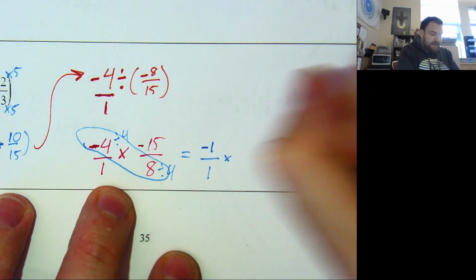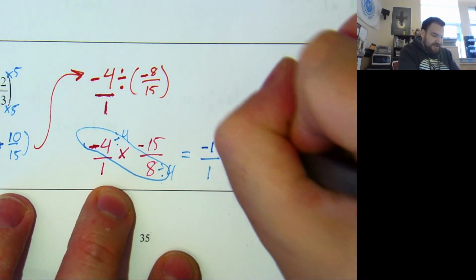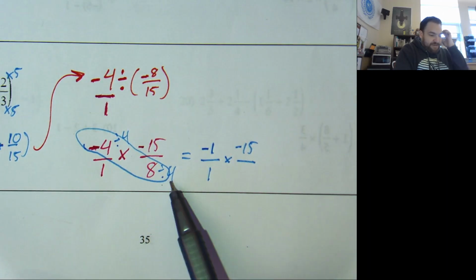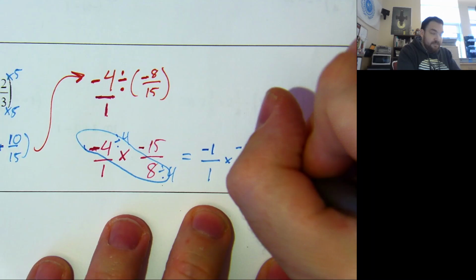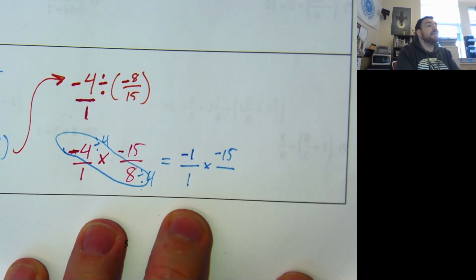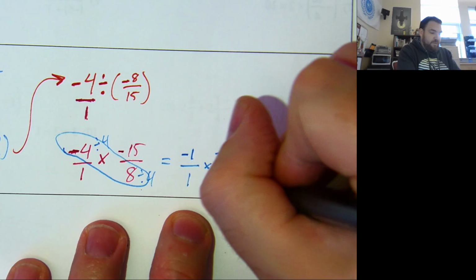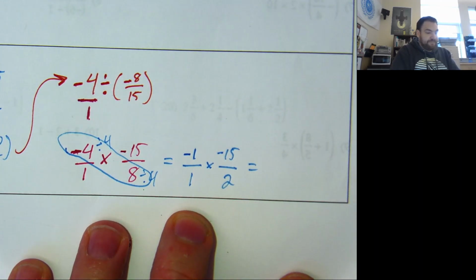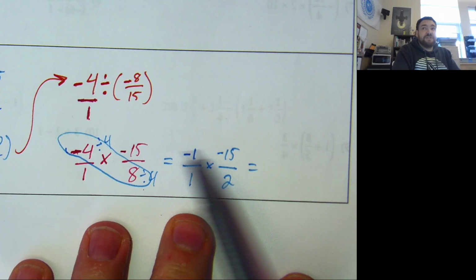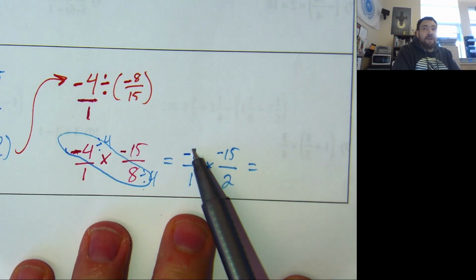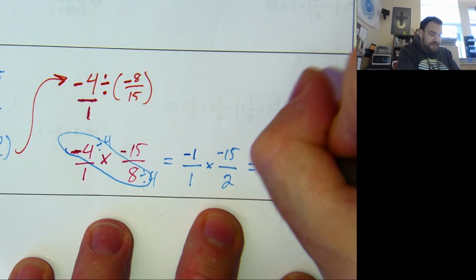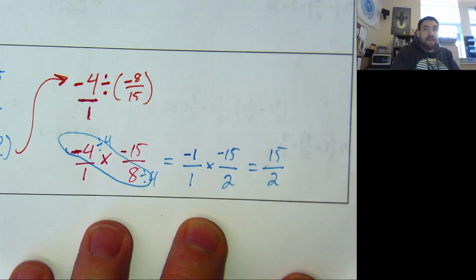And we're still multiplying here. The negative 15 hasn't been touched. Over 8 divided by 4 is? Two. And now I multiply across the top, multiply across the bottom. Negative 1 times negative 15, positive 15. 1 times 2 is 2, and we're done.